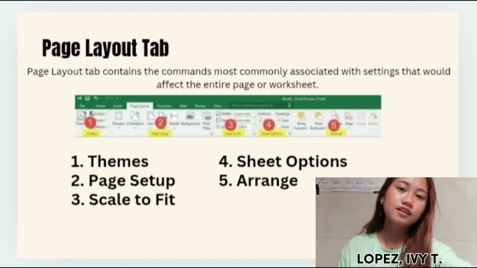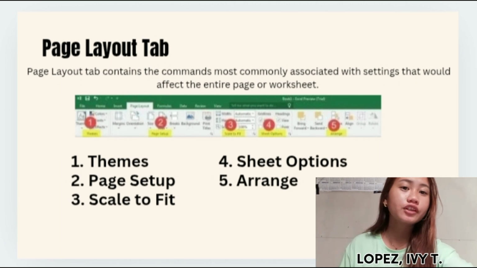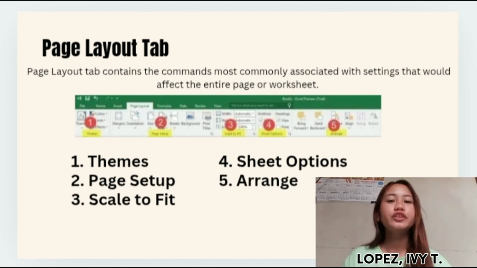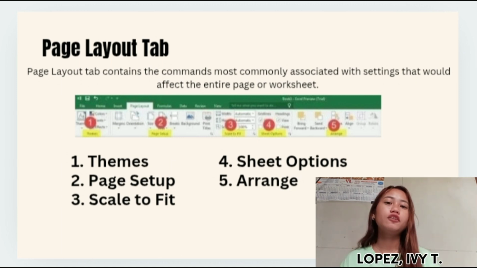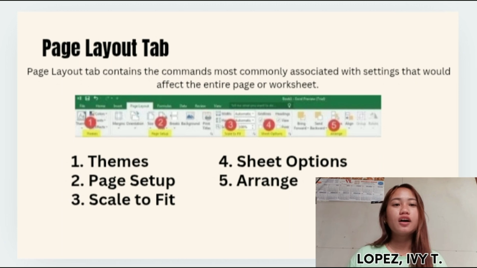Titles is like a header and footer that we want to be repeated on each printed copy of the Excel sheet. Number 3 is Scale to Fit. This option is used to stretch or shrink the printout of the page to a percentage of the original size. You can also shrink the width as well as height to fit in a certain number of pages.